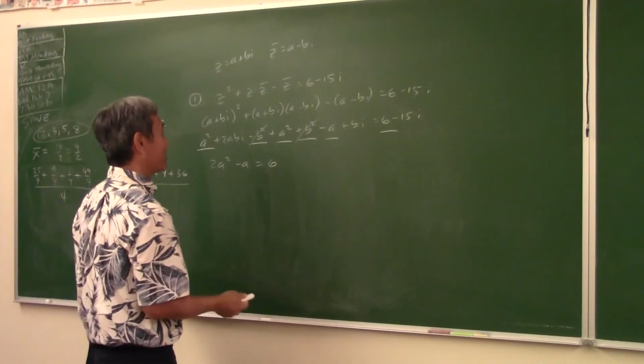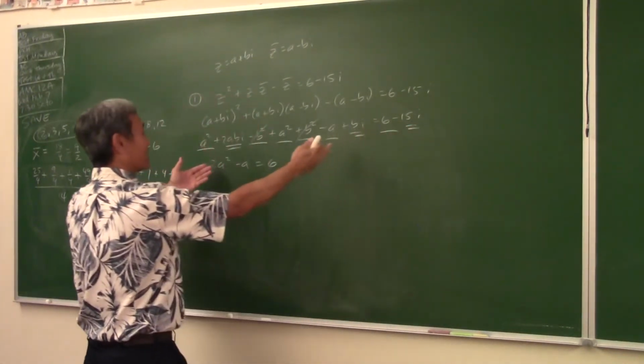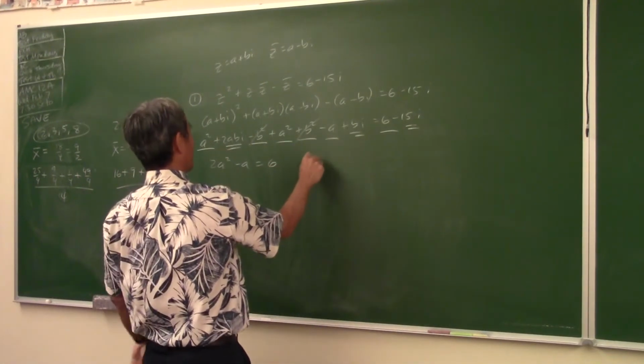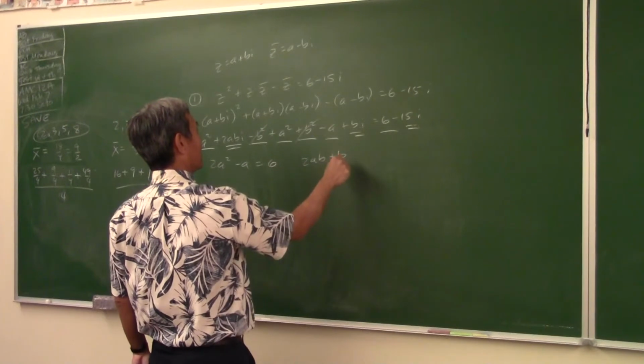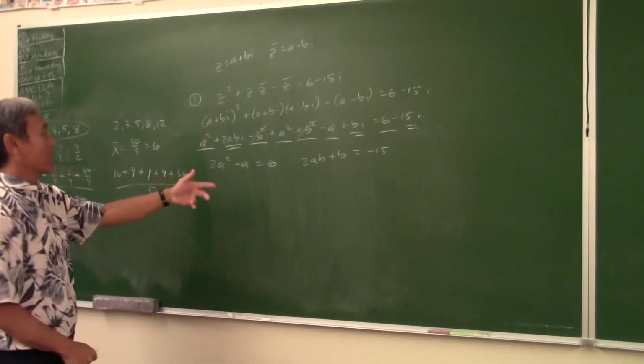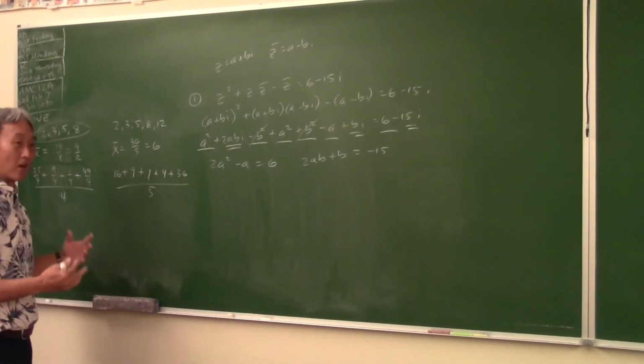And then imaginary, same thing. The imaginary parts are this and that. So on the left side of the equation, the imaginary parts are, what is that? 2ab plus b equals negative 15. The imaginary part on the left got to equal to the imaginary part on the right. And then you just solve these equations.